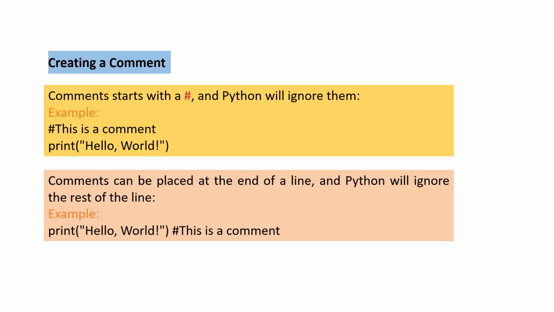Now we can see how we can create a comment. A comment starts with a hash symbol and Python will ignore it. So whatever line we write starting with a hash symbol, Python will ignore that. It is a comment, and comments can be placed at the end of a line, and Python will ignore the rest of the line. That is, if we write the code as print hello world, and then start a comment, then what follows, starting with the hash symbol, is ignored as a comment.